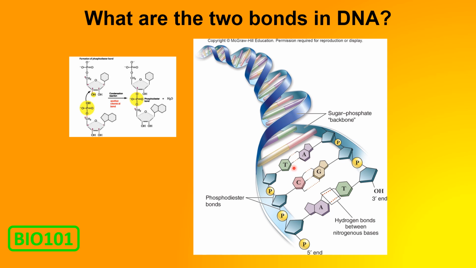There's A bonded to T with 2 little hydrogen bonds. Here's C bonded to G with 3 little hydrogen bonds. There's another A and T with 2 hydrogen bonds. And like I said, you multiply this over and over and over again, and you have potentially thousands, millions of little hydrogen bonds holding the 2 strands of DNA together.